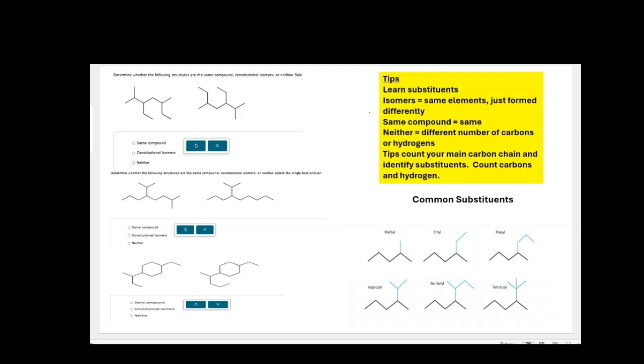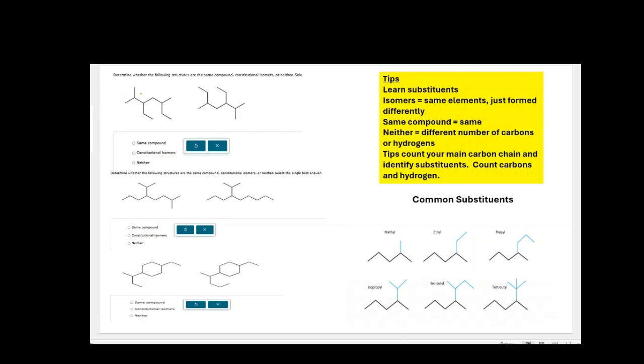Now the same compound is exactly what it says. It's the same compound, and then neither pretty much means it's going to have a different number of carbons or hydrogens. And my tip is to count your main carbon chain, identify your substituents, and then count carbons and hydrogens. And then at the end, if you want to make sure, you can draw it out and rotate it to get a picture.